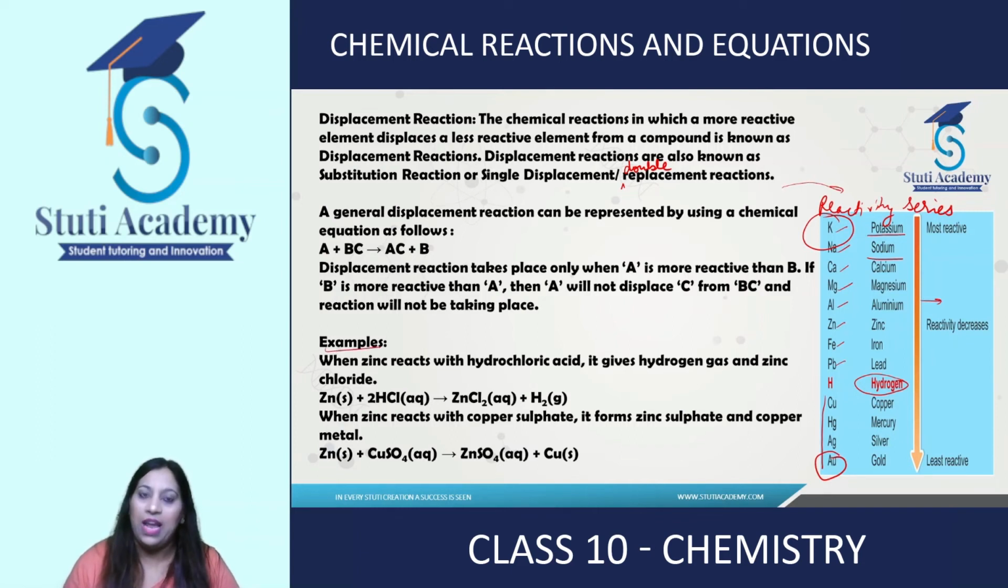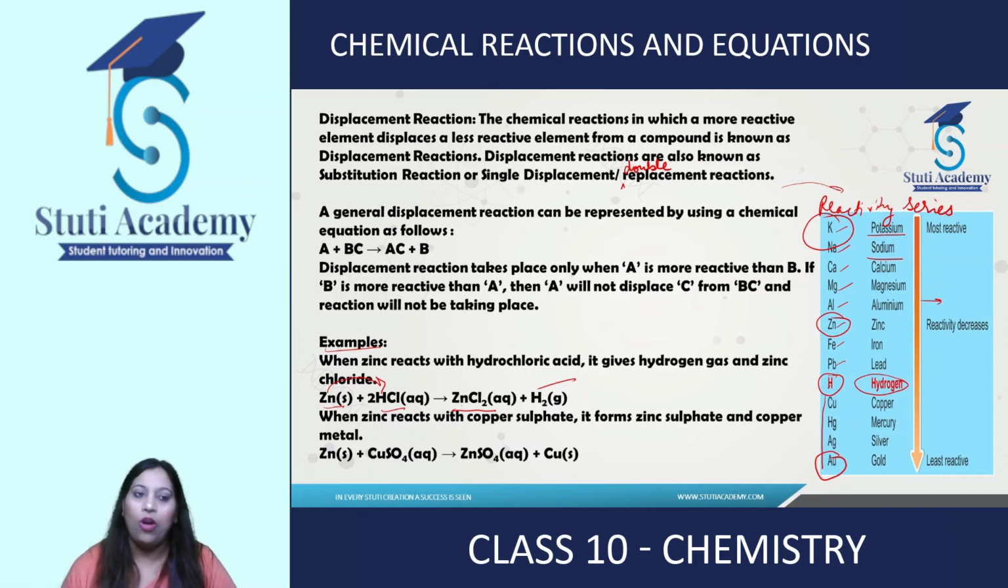I'll explain you with the help of this example. When zinc reacts with hydrochloric acid. Now look at the reactivity series. Now tell me, students, where zinc is placed? Yes, here is the position of zinc and here is hydrogen. As I told you, the elements which are placed above hydrogen, they are more reactive. So zinc is more reactive than hydrogen, so it easily takes up its place and combines with chlorine and it becomes zinc chloride and hydrogen is removed.